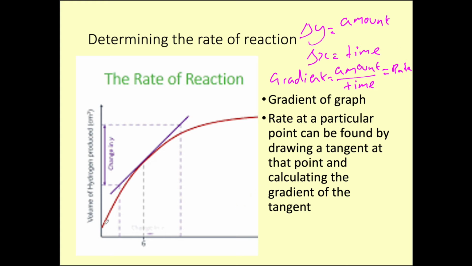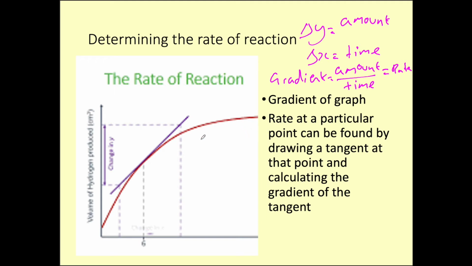But you will have noticed that these are curved graphs, they're not straight line graphs. So the rate doesn't stay the same. It changes through the reaction, starting off fast and then getting slower as the reaction progresses.